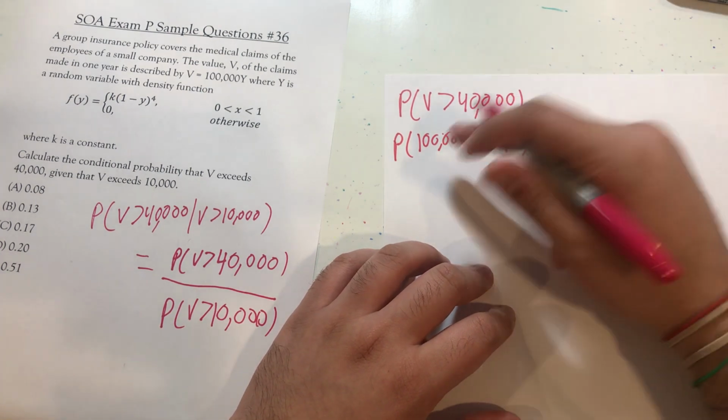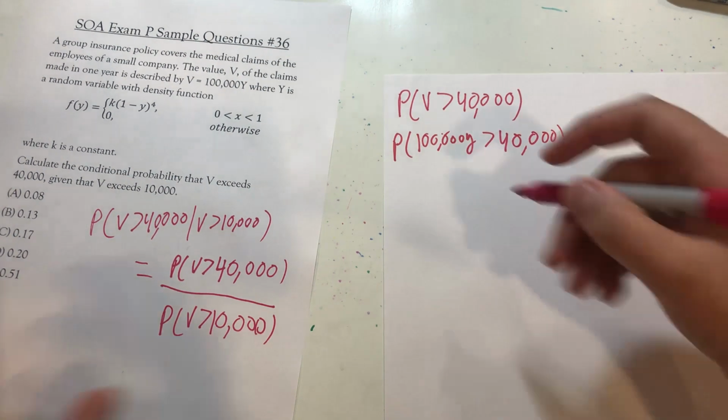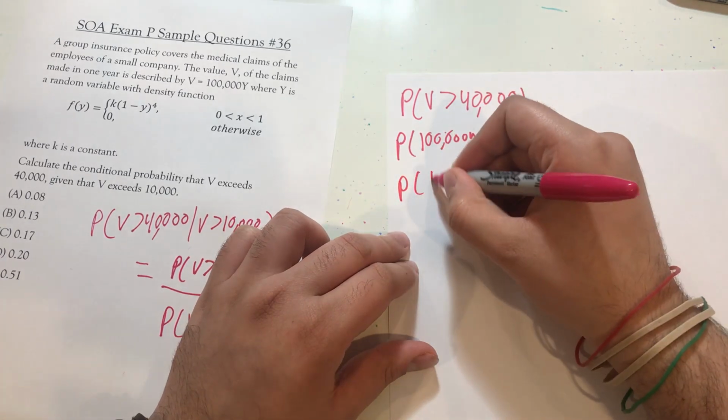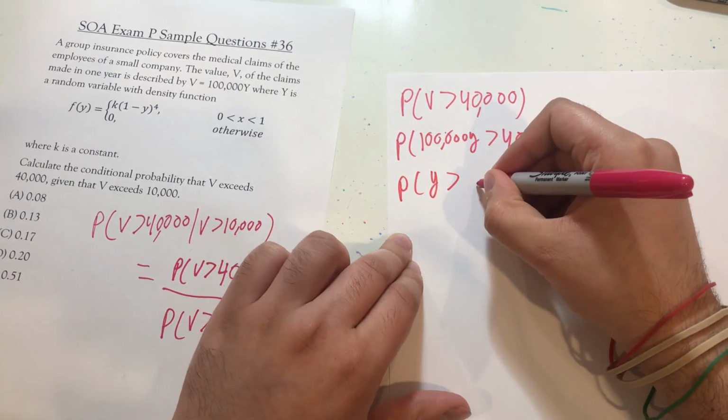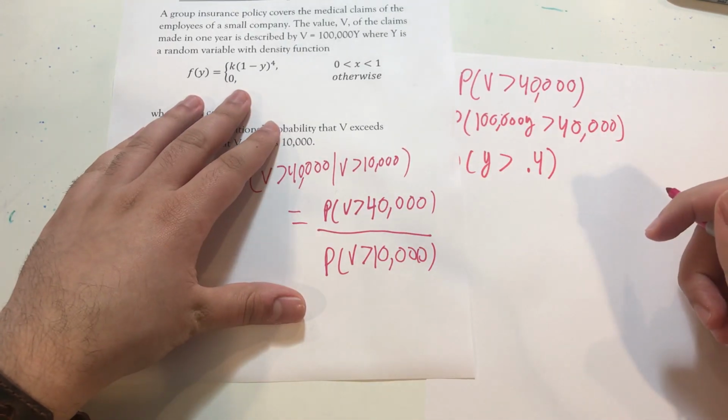Okay. So we divide by 100,000 to both sides, right? And we get 0.4, right? So we're looking for the probability that Y is greater than 0.4, and that's our numerator.